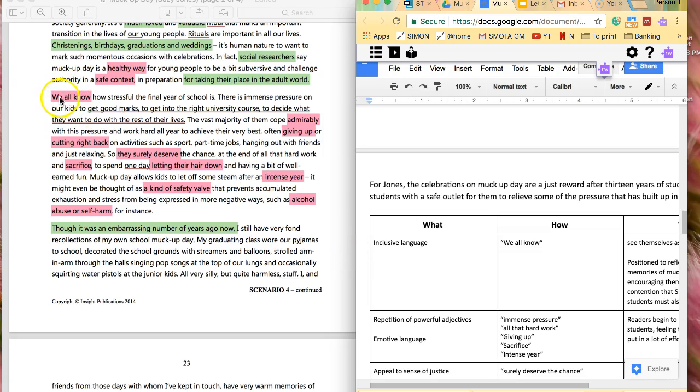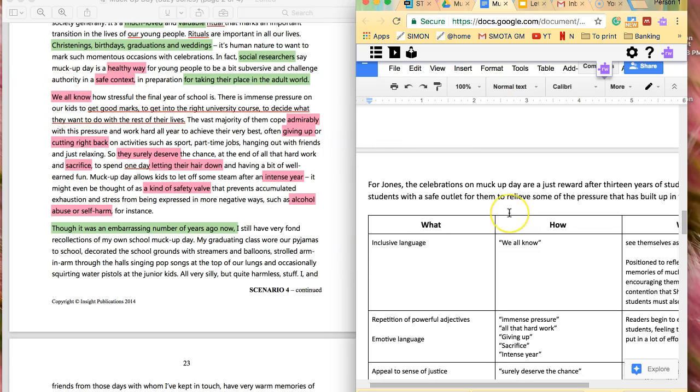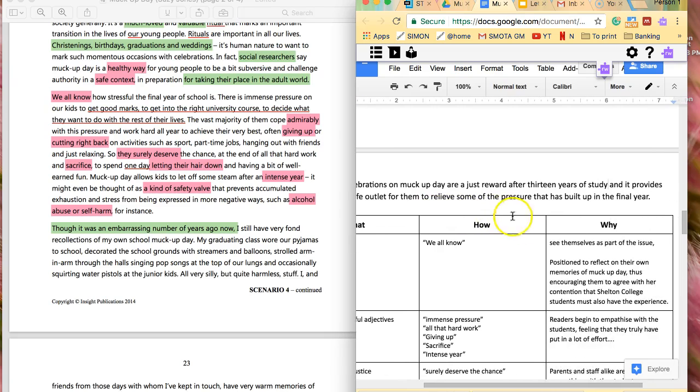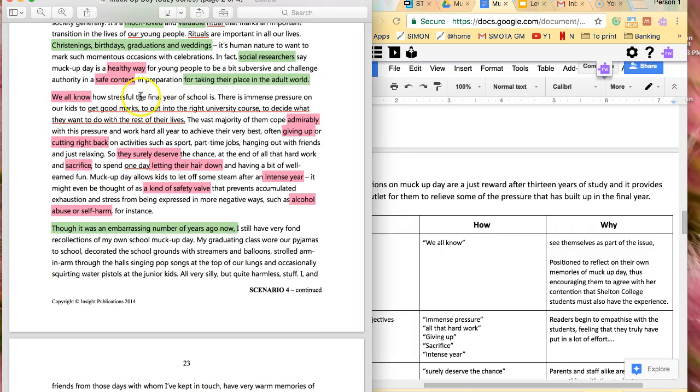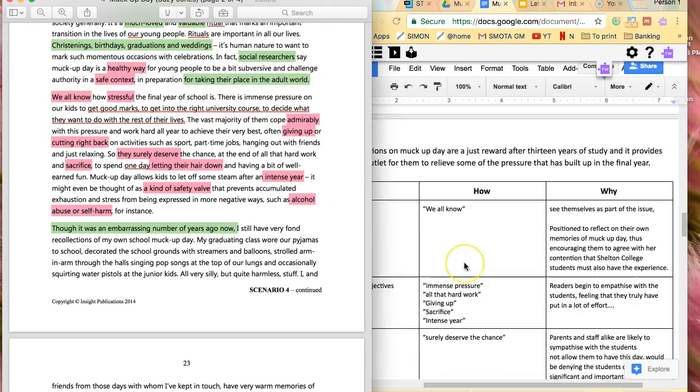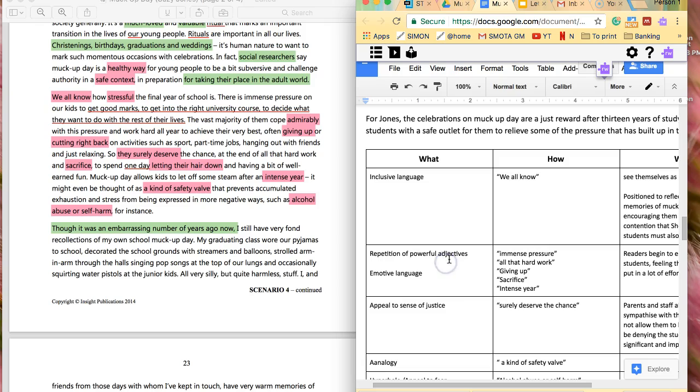So she's using some inclusive language. We all know, so that parents and teachers can understand and see themselves as part of the issue. They're positioned to reflect on their own memories of Muck Up Day and how it was a relief after such a stressful final year. And I'm going to highlight the word stressful because it relates to some other terms she uses, which are the repetition of kind of powerful adjectives, which are intended to elicit an emotional reaction from the reader.